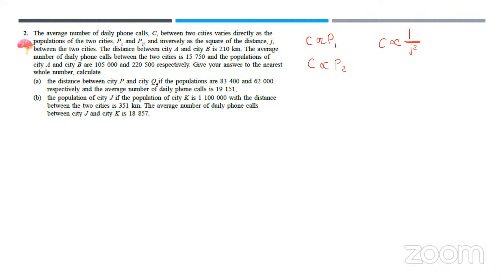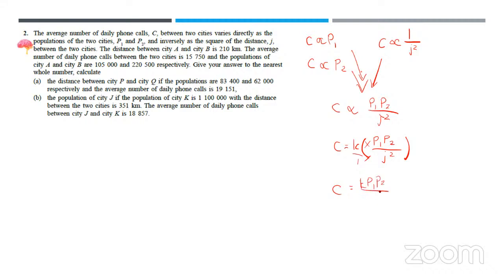So as we learned just now, we want to combine all of these by multiplying all of them. So we'll be getting C varies to P1 multiplied by P2 over J squared. Okay. So now we can rewrite this in equation form. K multiplied by P1 multiplied by P2 divided by J squared. So we're going to rewrite this again by putting the rules of multiplication. Fractions can multiply straight across. So K P1 P2 over J squared.